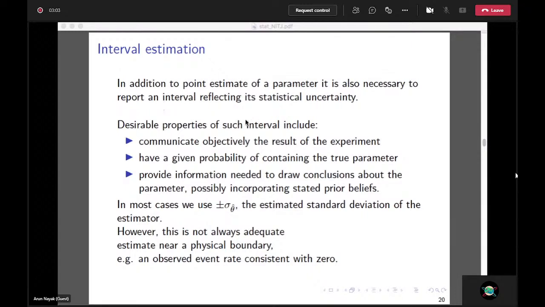The interval should have some desirable properties. That means it should be able to communicate objectively the result of the experiment. It should have a given probability of containing the true parameter.